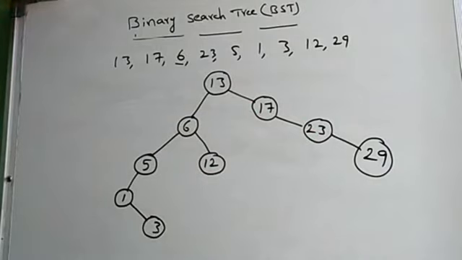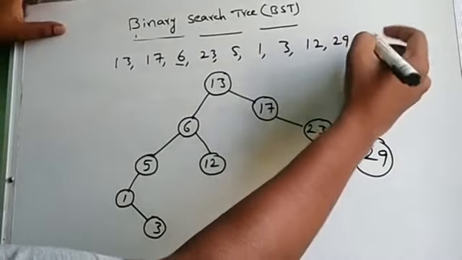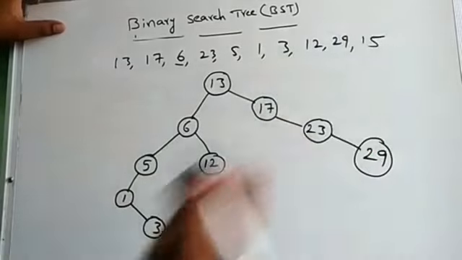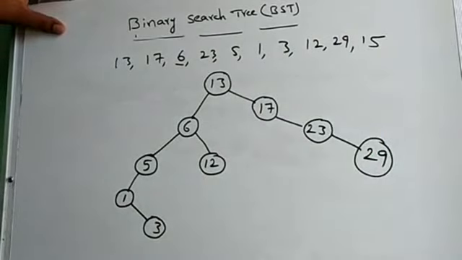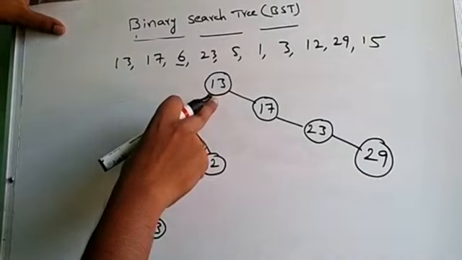Okay, take one more new example. Suppose you want to insert one more new node, 15. 15 is compared with 13, so it is a greater value.